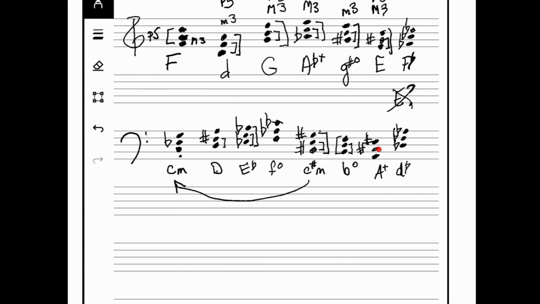A augmented. I need a major third, A to C sharp, and an augmented fifth. It's got to be bigger than a perfect fifth. So A to E sharp. Hey, could I write F instead of E sharp? I hate E sharp. Too bad. I'm really sorry. You've got to have E sharp. It's got to be spelled like some kind of fifth.